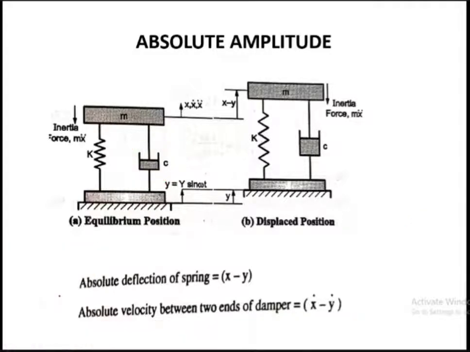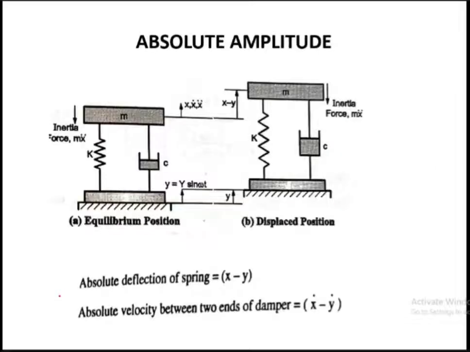So this is what is happening when we give a harmonic excitation to the base. We consider the deflection of the spring and the velocity between the two ends of the damper as x minus y and x dot minus y dot. I hope you have understood this.